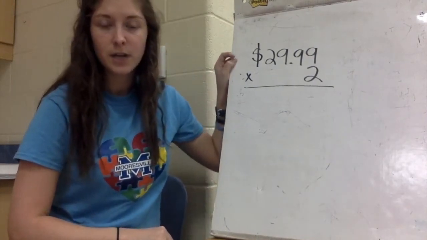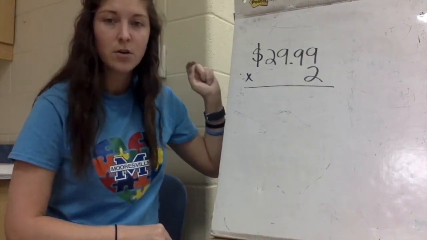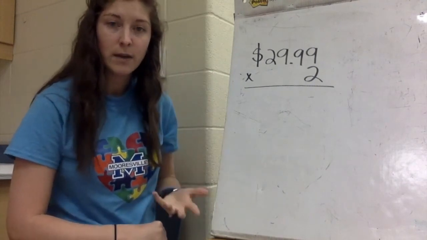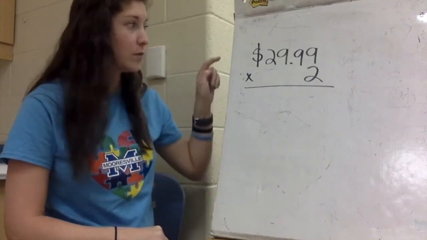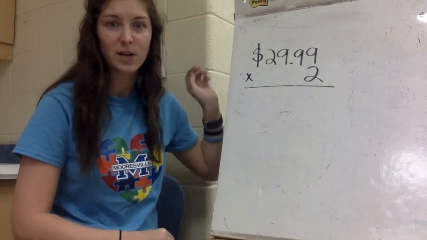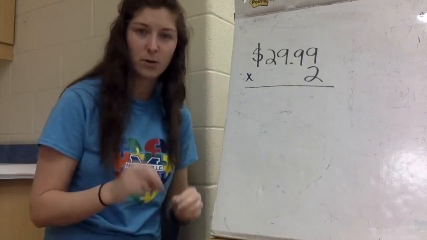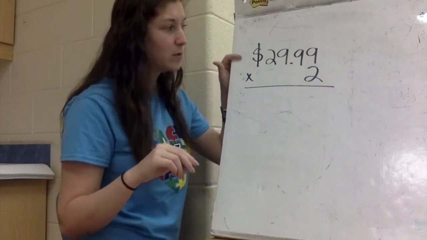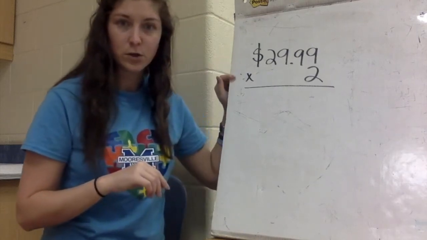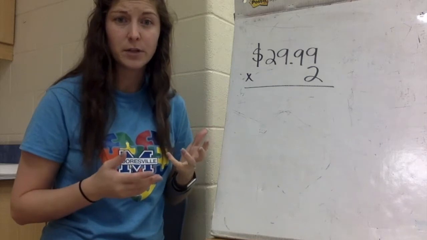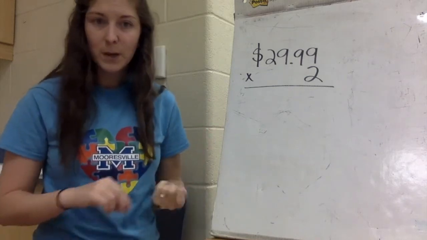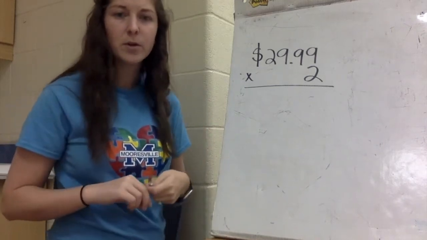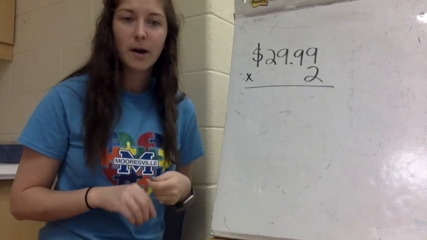It's $29.99 times 2. So I'm going to say that I went to Old Navy and I found a pair of jeans for $29.99. When I tried them on, I loved them, so I wanted to get 2 pair. Okay, so I paid $29.99 for 2 pairs of jeans, and I want to figure out how much I totally spent.